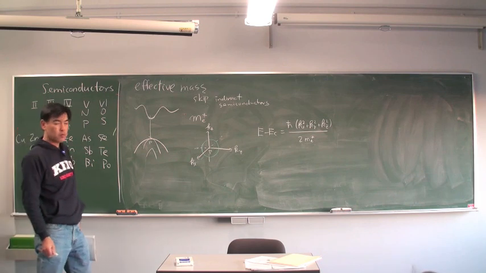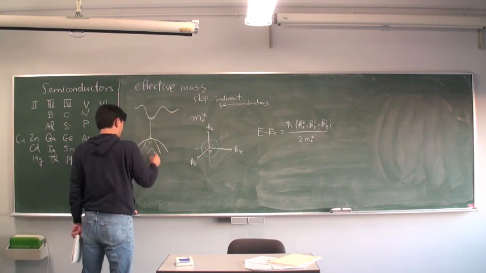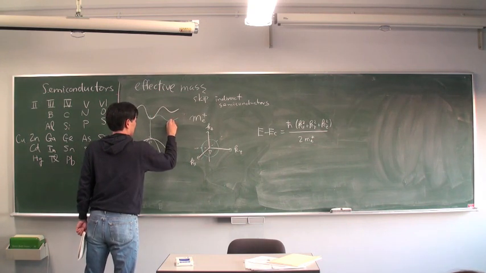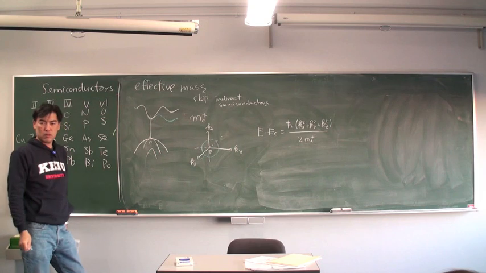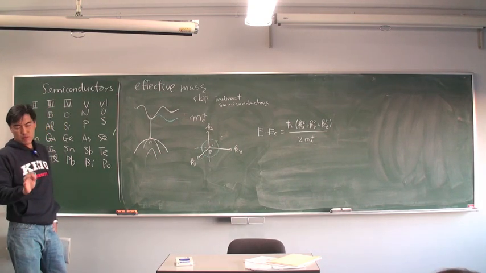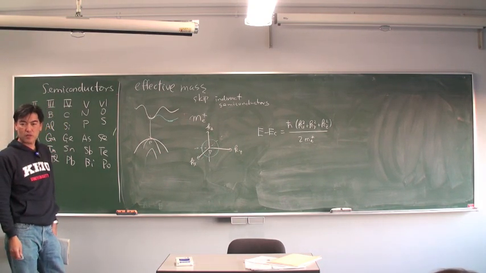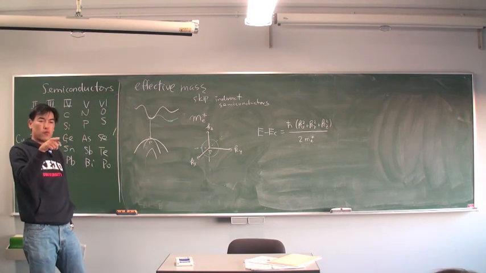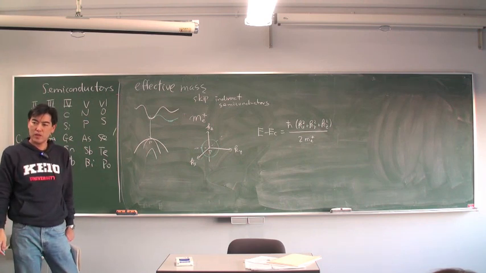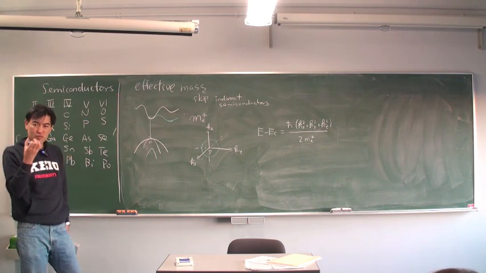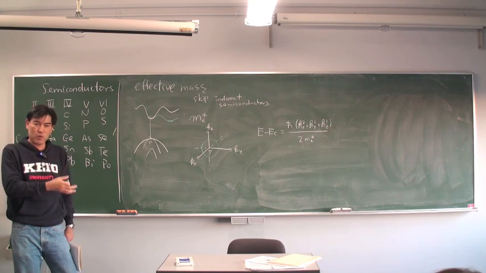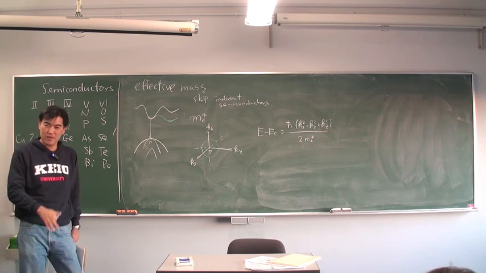The story becomes much more complicated for indirect semiconductors. For example, for silicon, this part becomes the lowest conduction band. This is the 1-0-0 direction. So we have 1, 2, 3, 4, 5, 6 equivalent 1-0-0 directions, so six minima in k space. The story becomes quite complicated. You worry about this only when you work on silicon, not now. Okay.